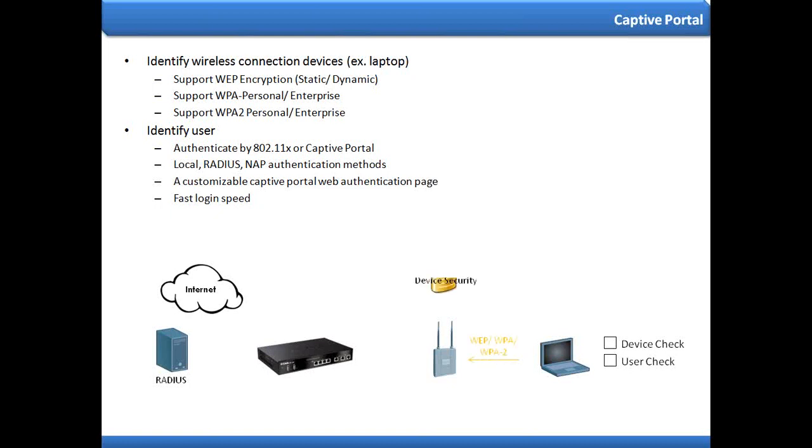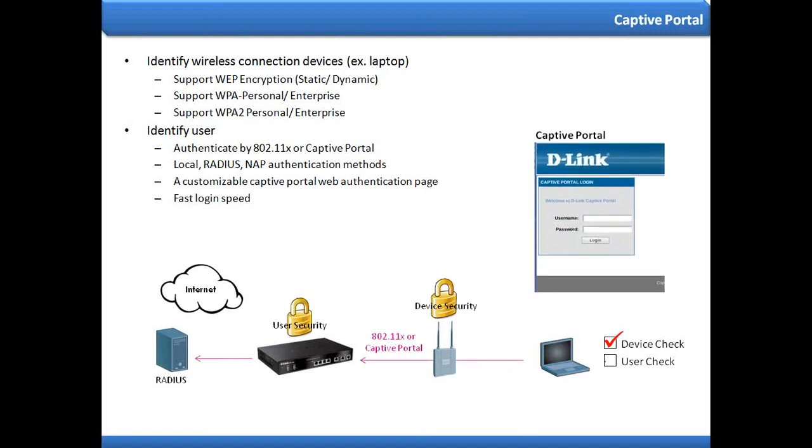What that means is when a user tries to connect to the access point with the WPA or WEP password, it'll check the password and allow it to access. But in addition to that, it adds a captive portal. And what that means is when a user opens up their web browser, regardless of whether or not they have their password, it'll add a second layer of security.